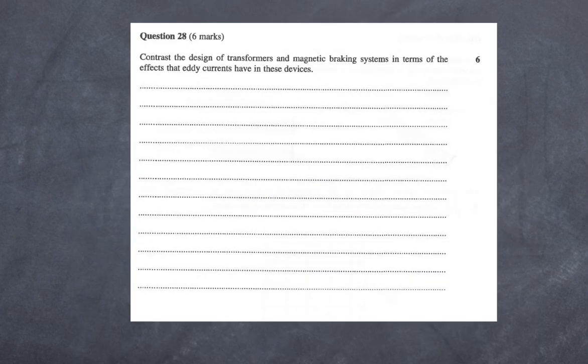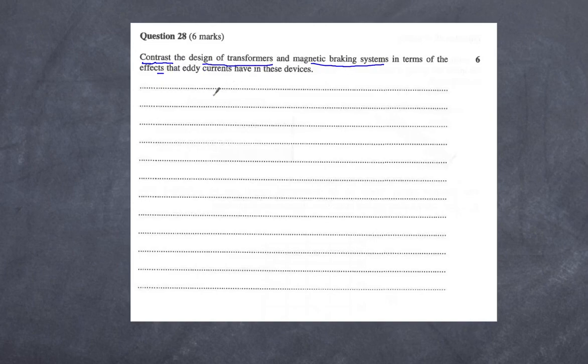Question 28. It says contrast the design of transformers and magnetic braking systems in terms of the effects that eddy currents have on these devices. So first of all, it's contrast, so you look at differences. You've got to look at the design of transformers and magnetic braking systems, and the effects of eddy currents. So there are different effects of eddy currents in these devices.